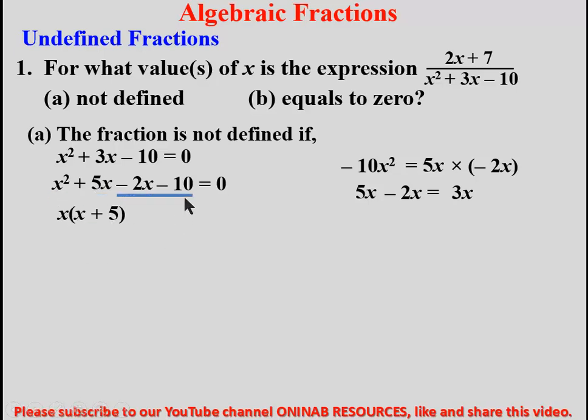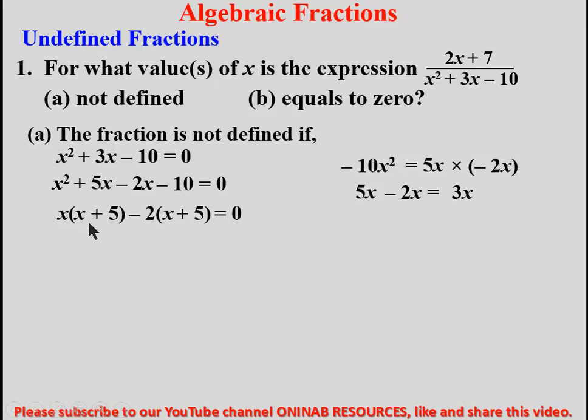So we go to the second part, that's -2x - 10. The highest common factor there is -2, so I have -2 outside the bracket. -2x divided by -2 gives x. -10 divided by -2 gives positive 5, equal to 0.